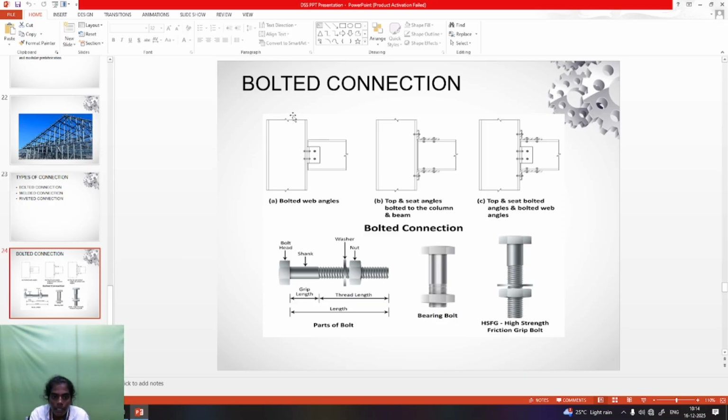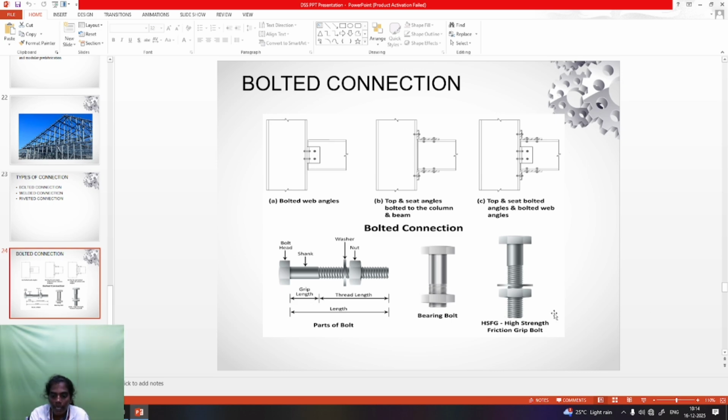Bolted connection means these are the members. The member is connected to the gusset plate, and the bolts are connected through the web. This is the bolt. The plain section is known as the shank. Next, this part is threaded. The washer sits on the thread area and shank area. This is the head. The nut is inserted and the strength is induced. This is the thread length, this is the grip length. So these are the parts of the bolt.